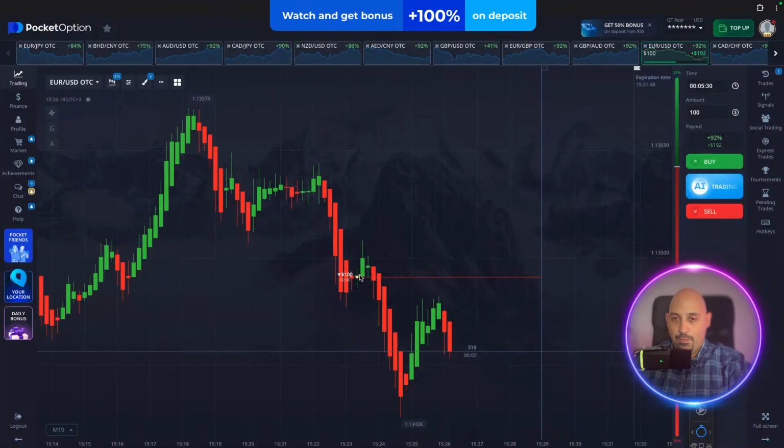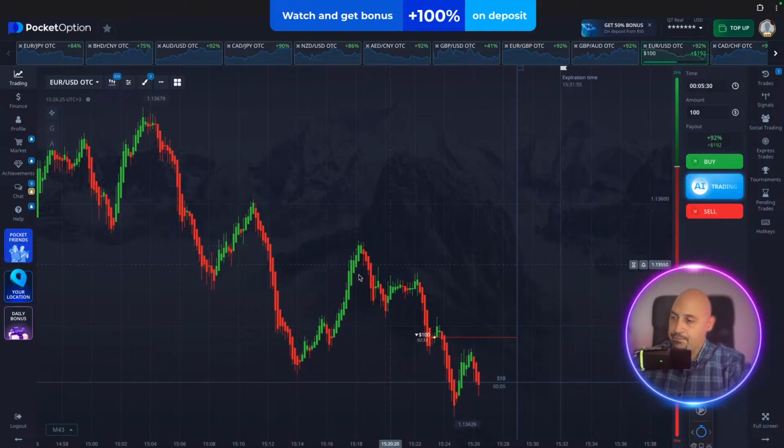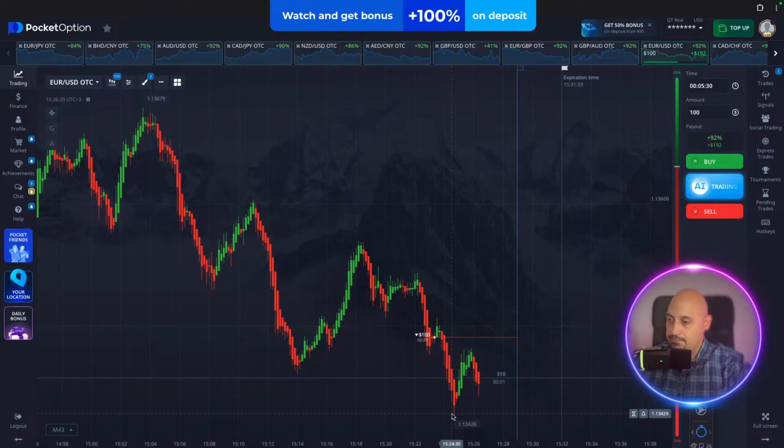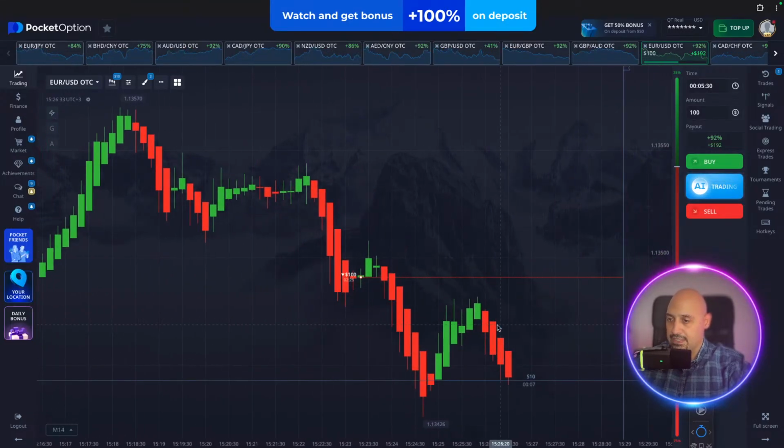So again, guys, I've opened my price over here, sell, pullback. I'm expecting that the price is going to continue to the downside. We are making lower lows. You can clearly see that. So I think my trade is going to be successful.